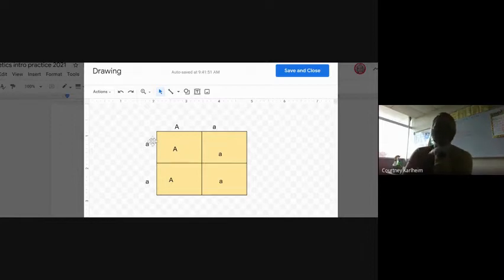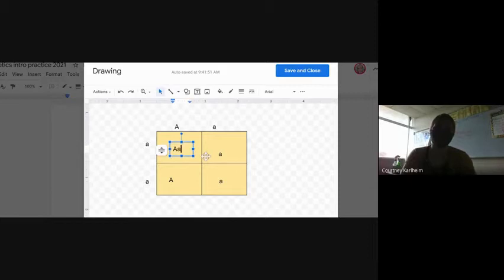And then you're going to do the same but across. There's no capital letters on the left-hand side of our box, so all the rest we're going to fill in with a little a. So this little a gets brought across to the top two boxes, and this lowercase a gets brought across to the bottom two boxes.